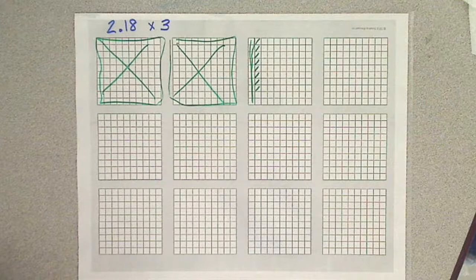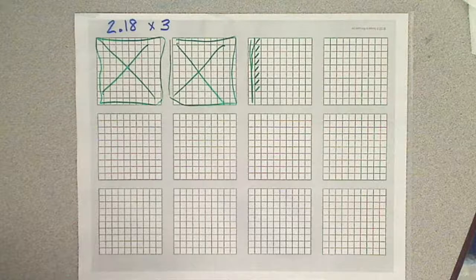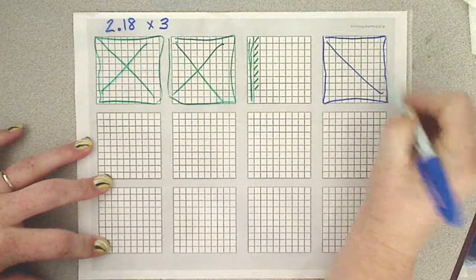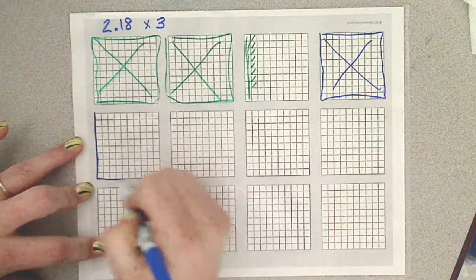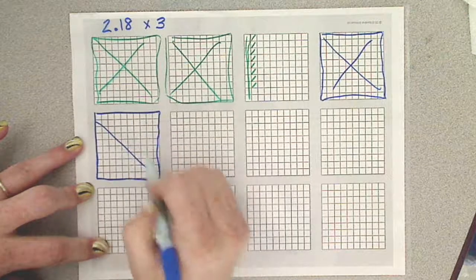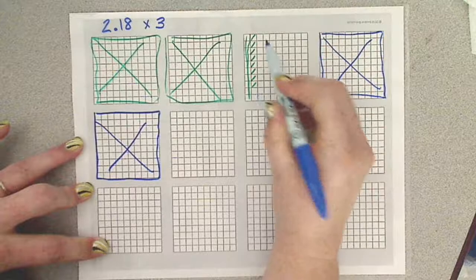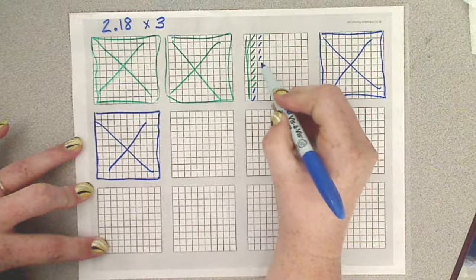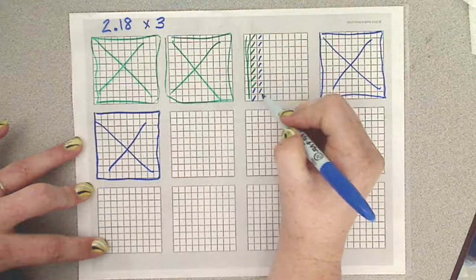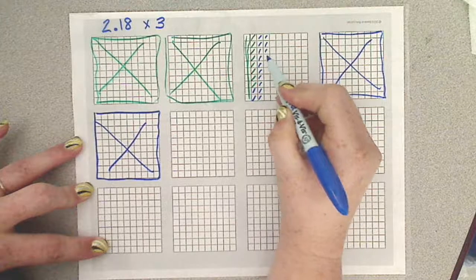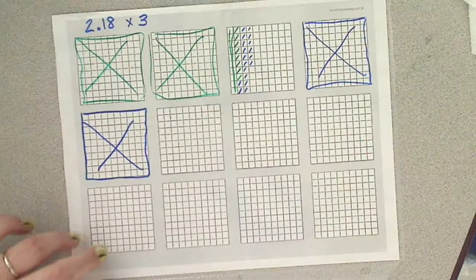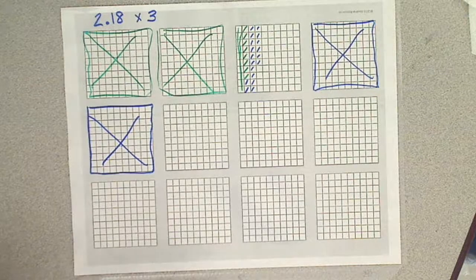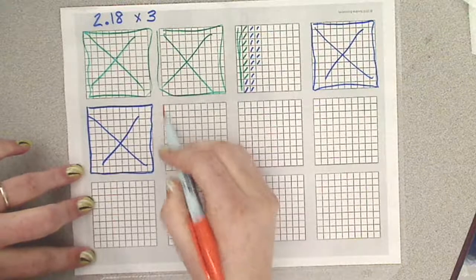Now I need 2 and 18 hundredths a second time. So there's 1 and 2, and then I'm going to come back up here. 1, 2, 3, 4, 5, 6, 7, 8, 9, 10, 11, 12, 13, 14, 15, 16, 17, 18. There's my second 2 and 18 hundredths. Now for my third time around.